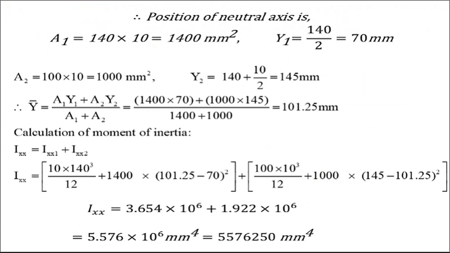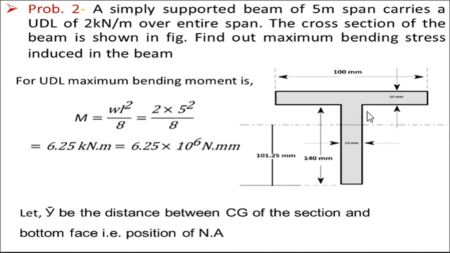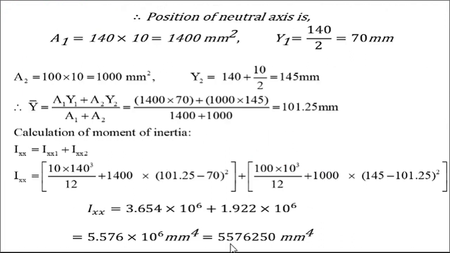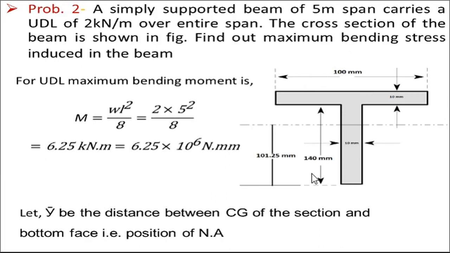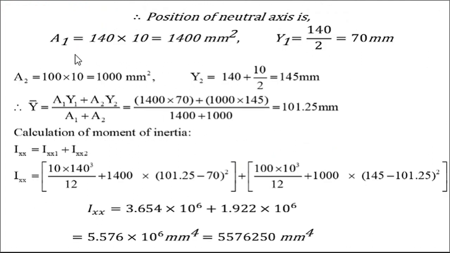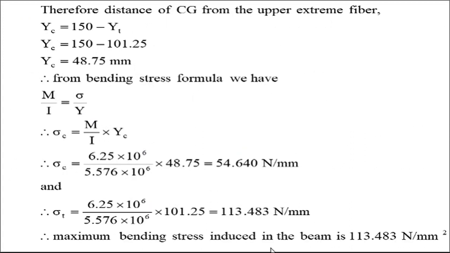For this T section, you can see you can divide it into two parts. One is the top flange and the other is the vertical web. The thickness of the web is 10 mm and the thickness of the flange is also 10 mm. So we have to take them separately. First of all, we will take the web, and to find this y bar we require A1 y1 and A2 y2. A1 is the area of that section and y1 is the centroidal axis distance from the bottom face.